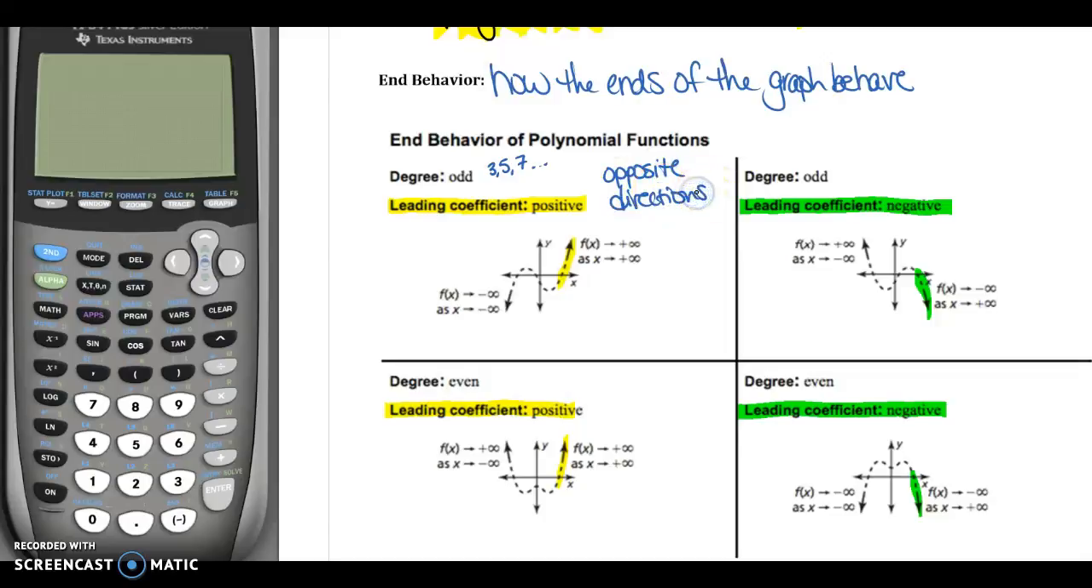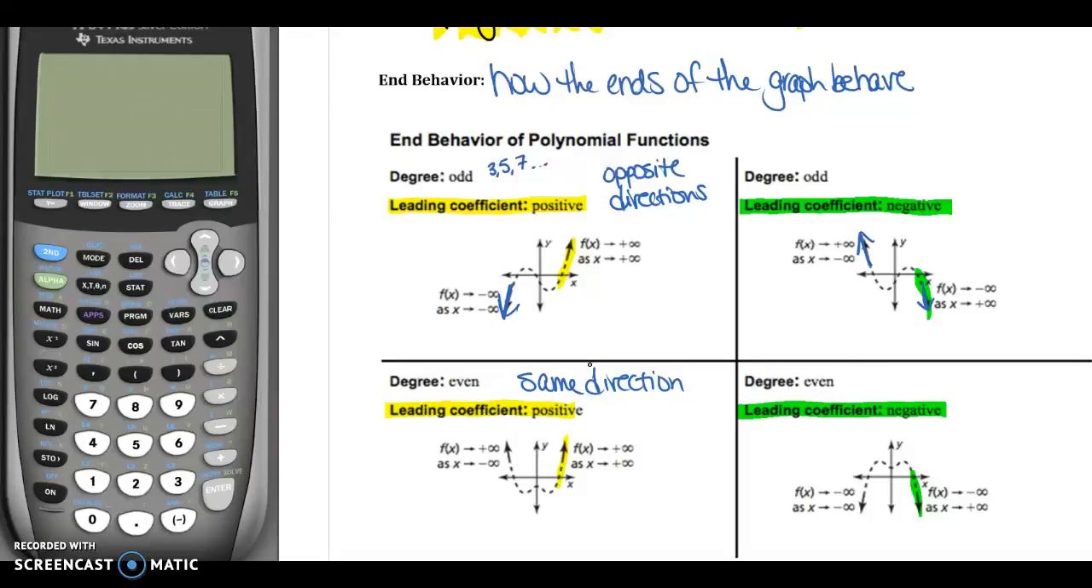Directions. So leading coefficient positive, the right end points upward, but because it's an odd degree, the left end then points downward. Leading coefficient negative, so the right side points downward. Because it's an odd degree, the left side then points upward. Even degree, the two ends point in the same direction. So a positive leading coefficient means the right side goes up, the left side also goes up. If the leading coefficient is negative, the right side goes down, the left side also goes down.